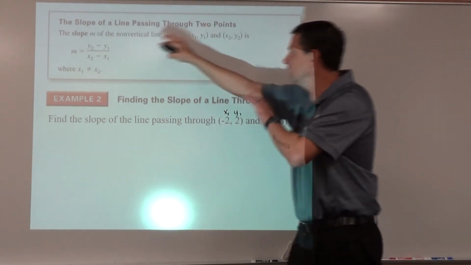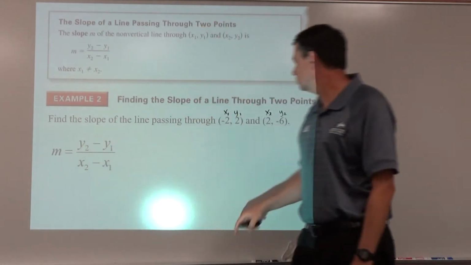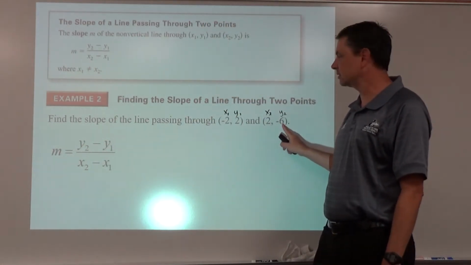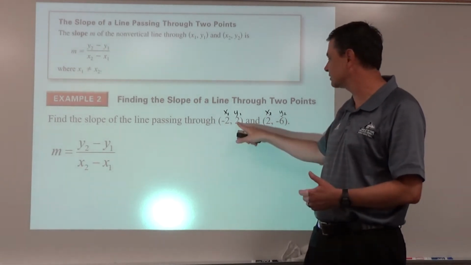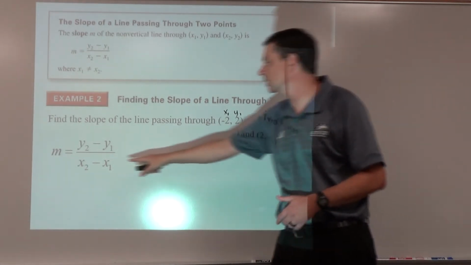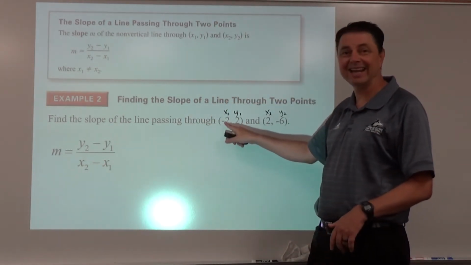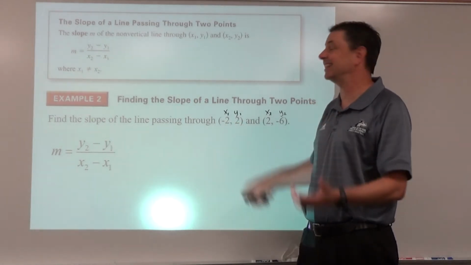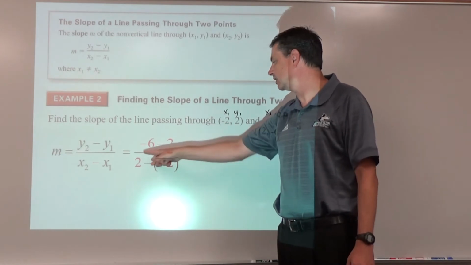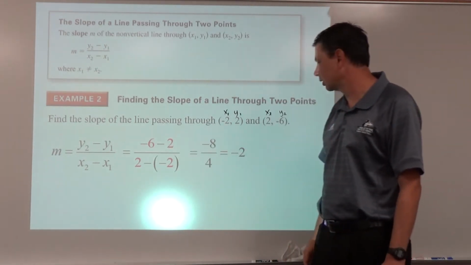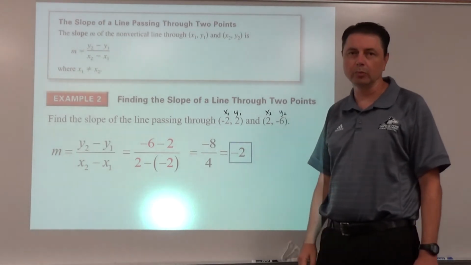So if we go straight into the formula, which is right there, y2 is the -6. Minus, and keep track of the minuses and the negatives. We're going to go minus 2. And then on the denominator, 2 minus -2. Not 2 minus 2, 2 minus -2. So if we evaluate, we get -8 divided by +4 for a final answer of -2. That is the slope of that line.